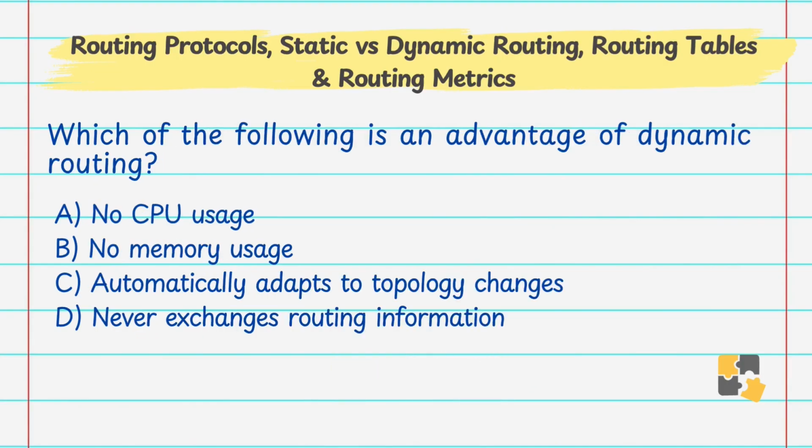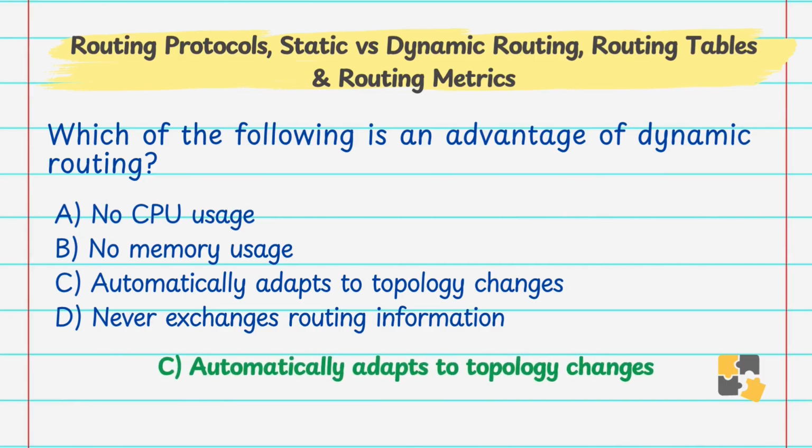Which of the following is an advantage of dynamic routing? A. No CPU usage. B. No memory usage. C. Automatically adapts to topology changes. D. Never exchanges the routing information. Answer is C. Automatically adapts to topology changes. Dynamic routing protocols detect changes such as link failures and recalculate the routes automatically.